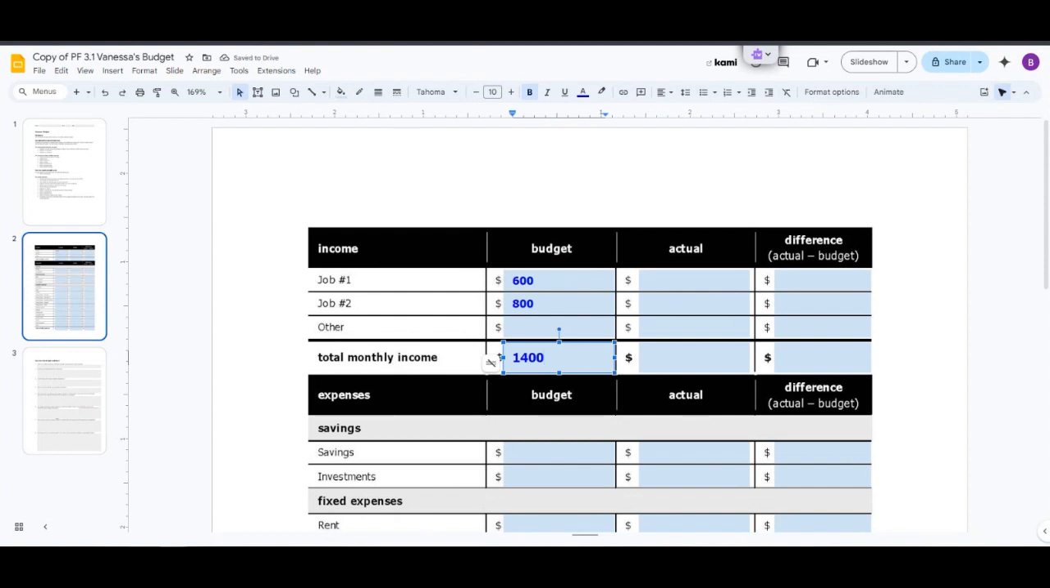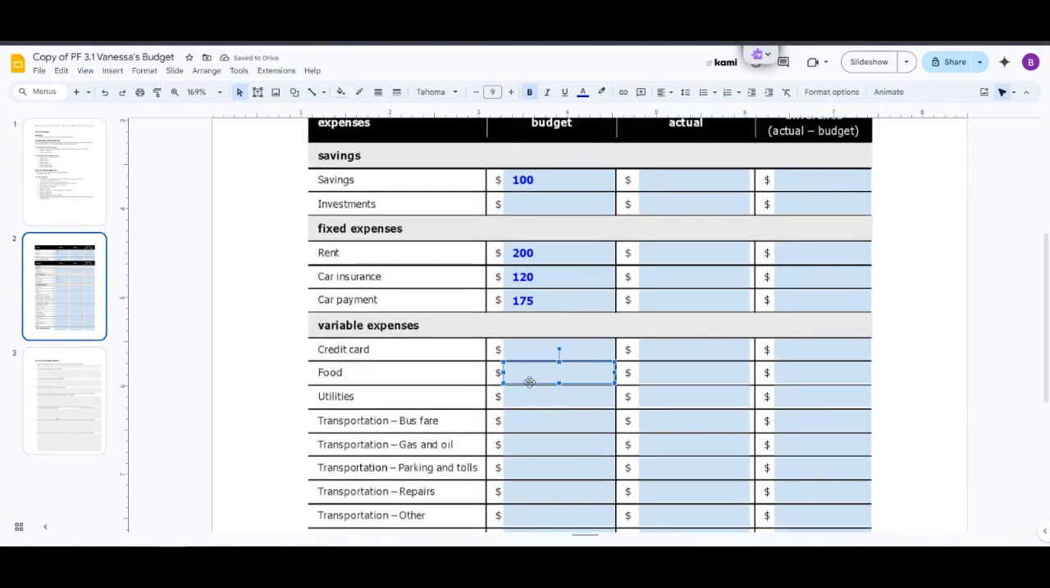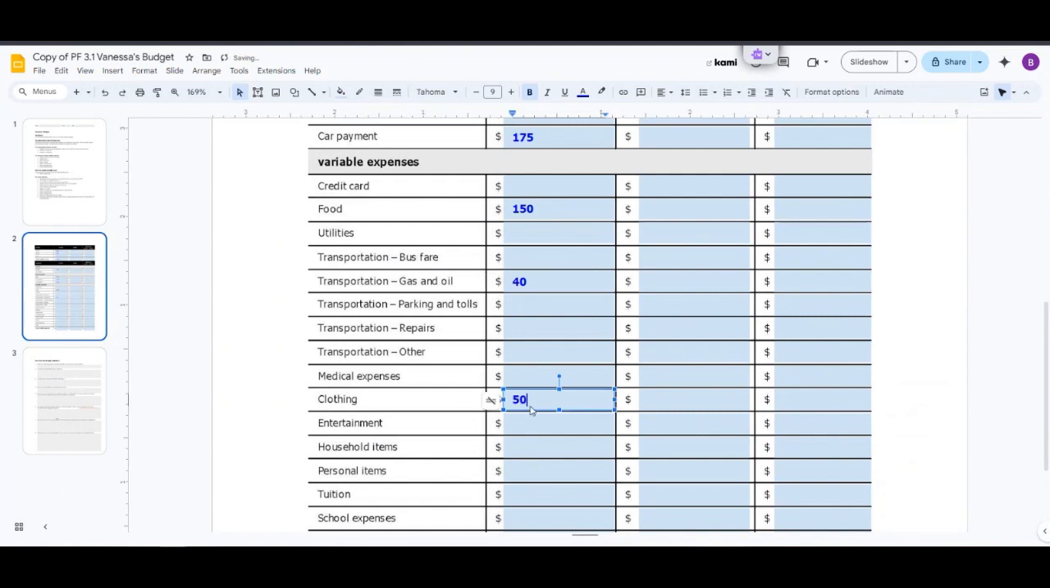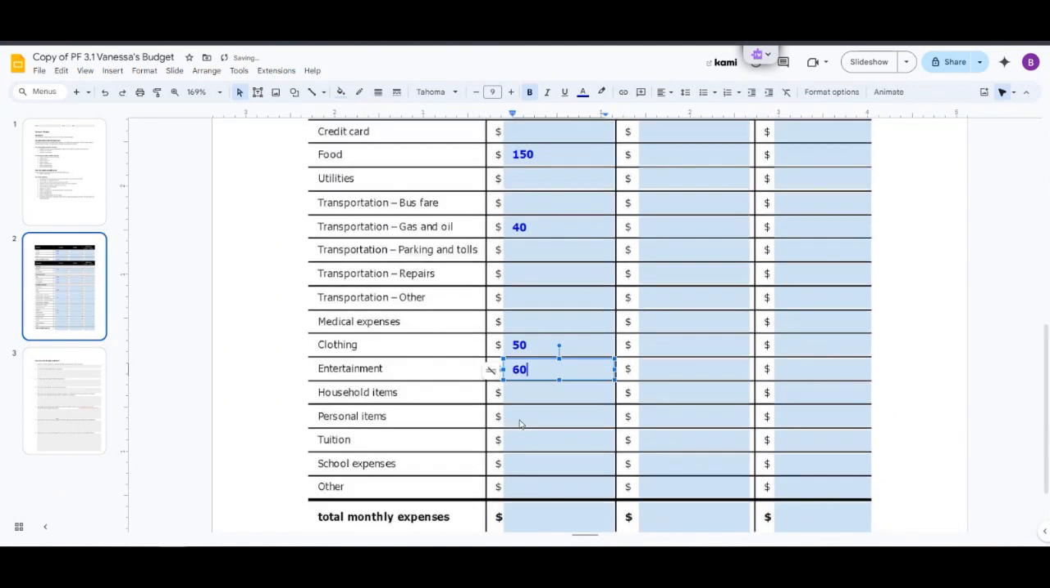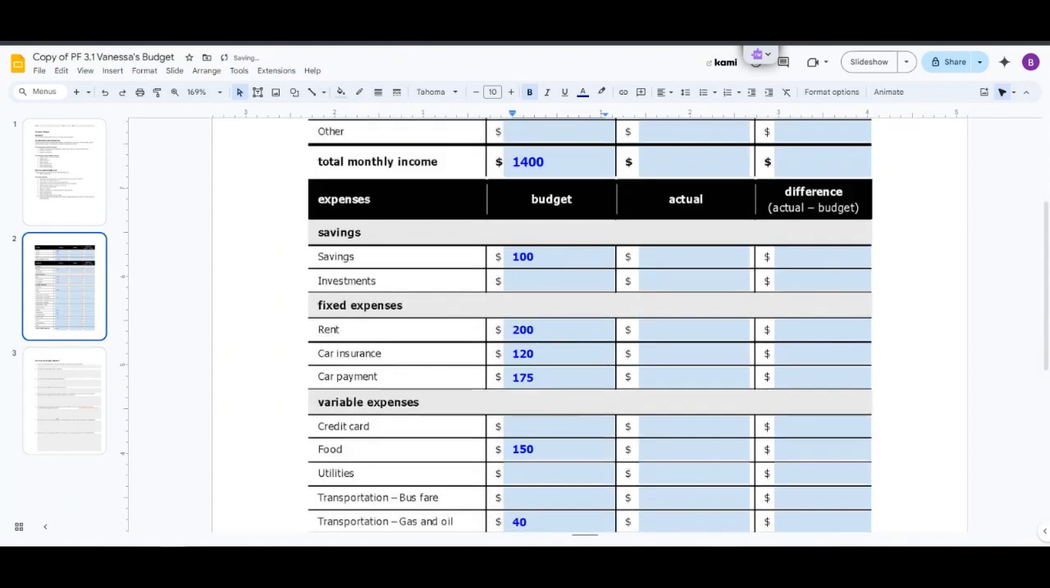Her planned fixed expenses for the month, $200 will go toward rent, 175 for a car payment, and 120 for car insurance. Her planned variable expenses, $100 for savings, $150 for food, $40 for gas, $50 for clothing, $60 for entertainment, 15 for personal items, 15 for household items. All right. And so then if we add all of those planned expenses up, that comes out to be $925.